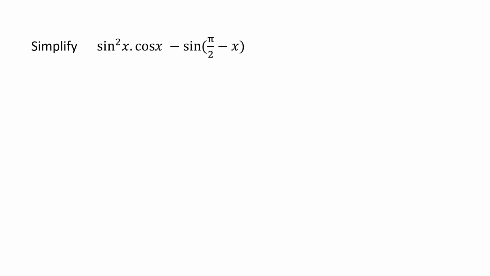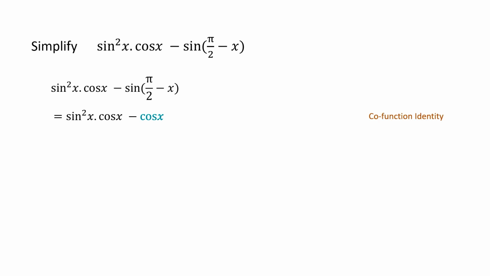Next question. Simplify sine square x times cos x minus sine of pi over 2 minus x. So let me write the question again. Now we know that this term here, sine pi over 2 minus x, can be written as cos x because of the co-function identity. So we have replaced this term of our expression as cos x.